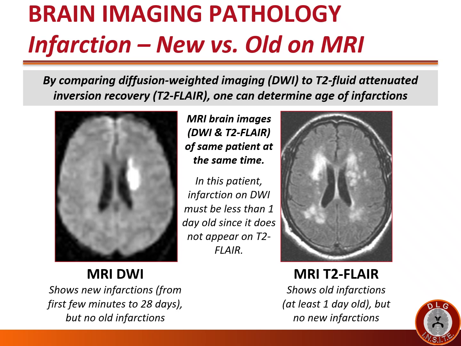DWI shows new infarctions from the first few minutes up to about 28 days, but does not show older infarctions. No infarctions older than 28 days for sure. The MRI T2 FLAIR shows old infarctions at least a day old, but does not show newer infarctions. It starts to show infarctions a little after a day or so. So this infarction, since it shows up on the DWI, not the T2 FLAIR, must be within the last day.